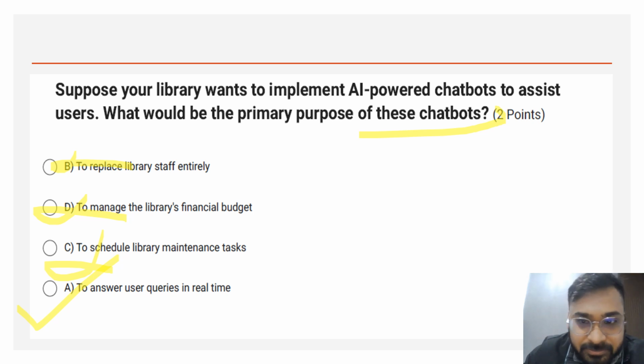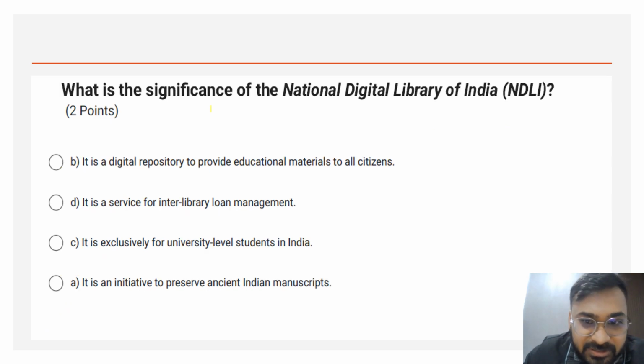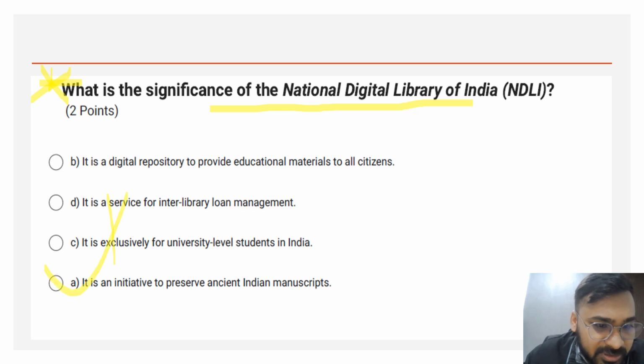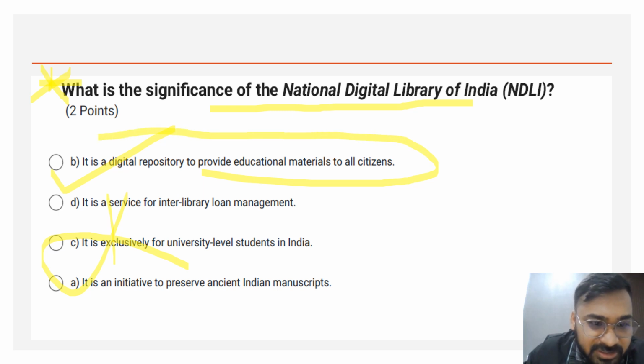What is the significance of National Digital Library of India, NDLI? Very important topic. You have to read it. It is created by IIT Kharagpur. It is a digital repository to provide educational materials to all citizens, to service loan management, university level students preserve. No, wrong. These three are wrong. So it is a digital repository to provide educational materials to all citizens.